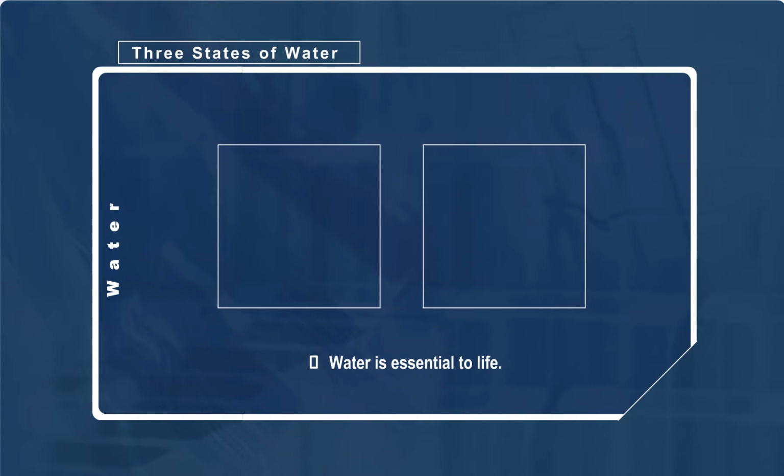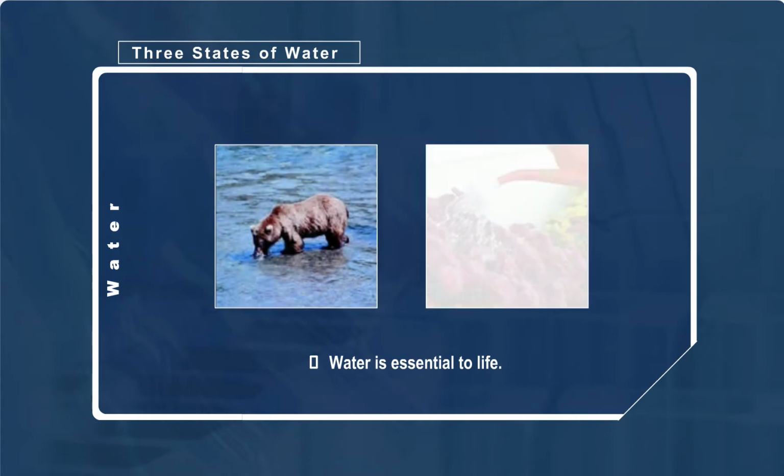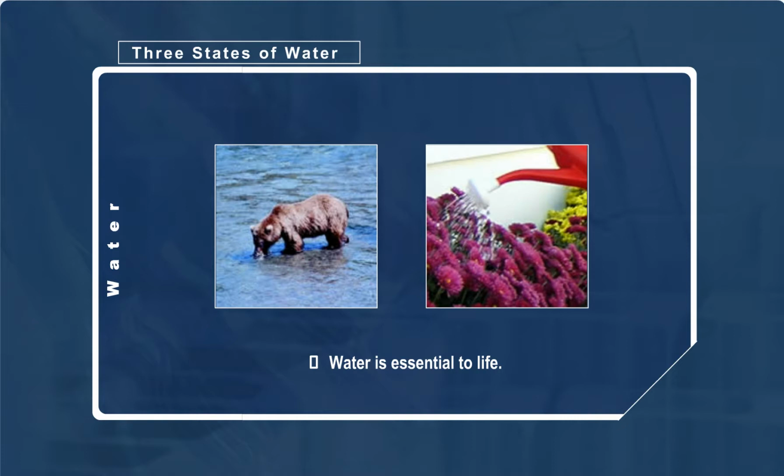Water is essential to life. Living things need water to survive. It plays a major role in carrying out life processes in our body.